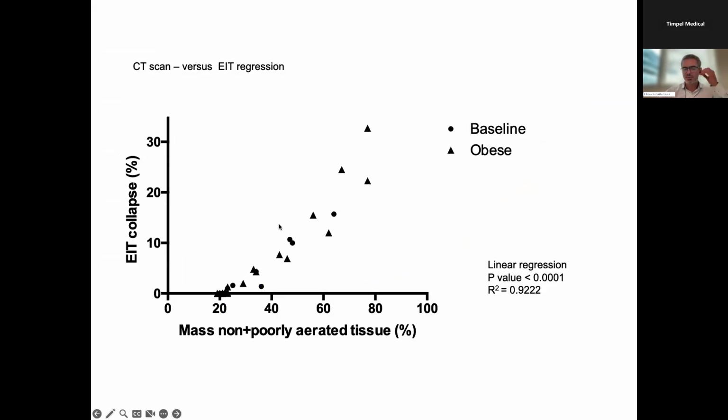When we do a scatter plot between the two, there's a nice linear correlation with R-squared values that are fairly good. But there's something that I would like you to pay attention to. Here on the y-axis, there's EIT collapse. On the x-axis, there's the amount of collapse measured by CT. Look at the intercept. Ideally, this intercept would be 0. When EIT measures 0 collapse, CT also measures 0 collapse, but that's not the case. And the reason is that EIT is actually estimating recruitable collapse.